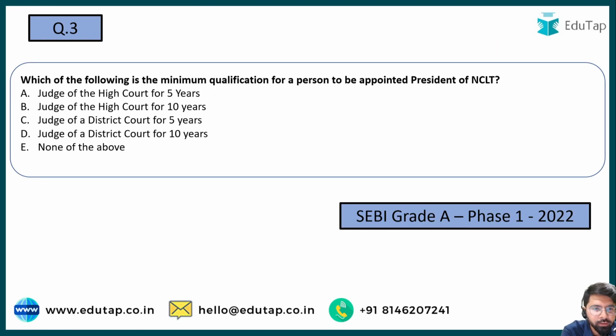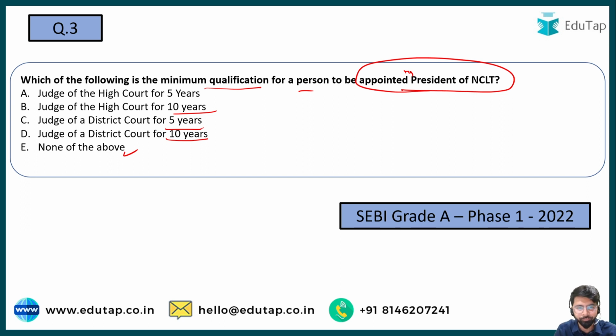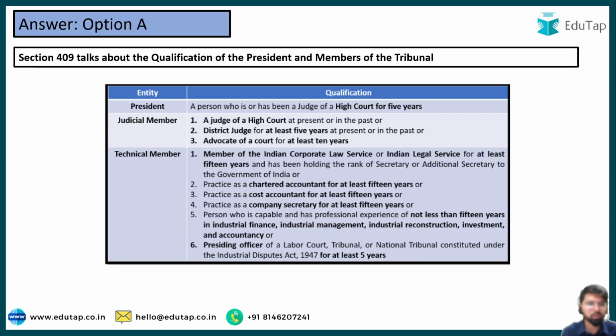Which of the following is the minimum qualification for a person to be appointed as president of the National Company Law Tribunal, friends? The options given are Judge of High Court for 5 years, Judge of High Court for 10 years, Judge of District Court for 5 years, Judge of District Court for 10 years, and option E is none of the above. I want you to pause at this point and think for yourself what could be the answer. Anyways, we are going to discuss the answer. So friends, here the answer is option A, that is Judge of High Court for 5 years.